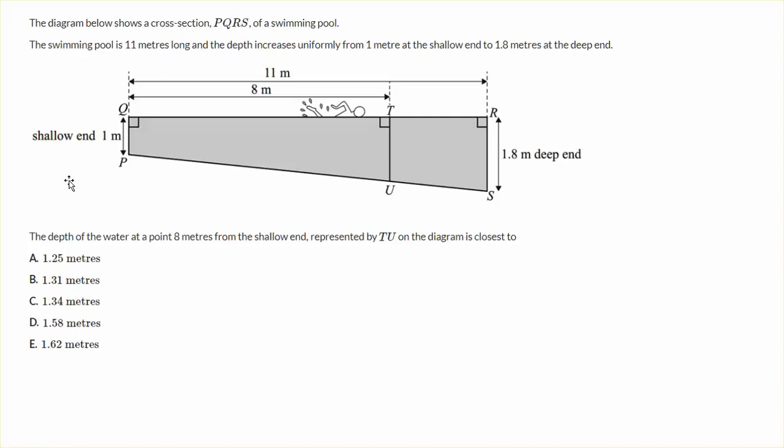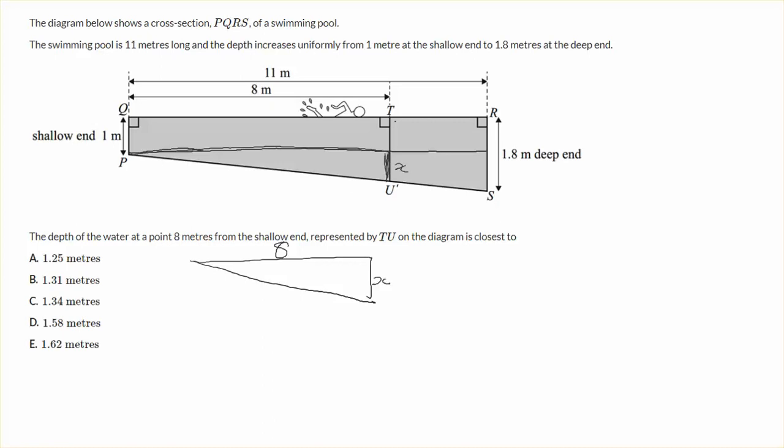Next one, we have a swimmer, and we want to find out the depth of the water 8 meters from the shallow end. So we want to find this point here, TU. What I'm going to do first is make two similar triangles. Try and draw that a bit straighter, like that. So I have this one here. I'm going to draw it here, and I know that's 8. And I don't know that distance. I'm not sure what that is.